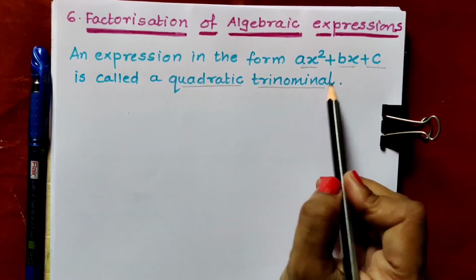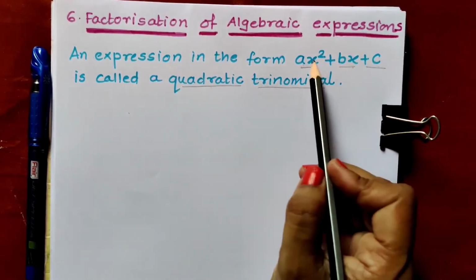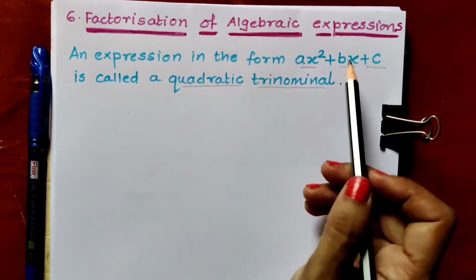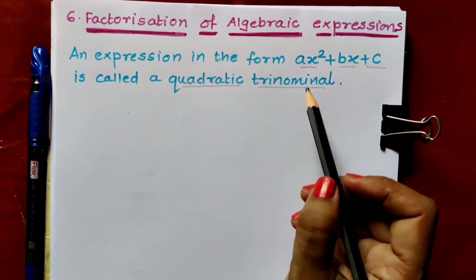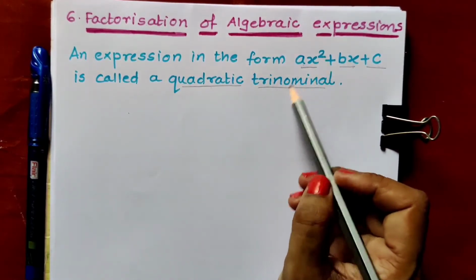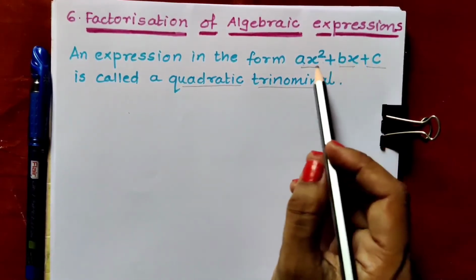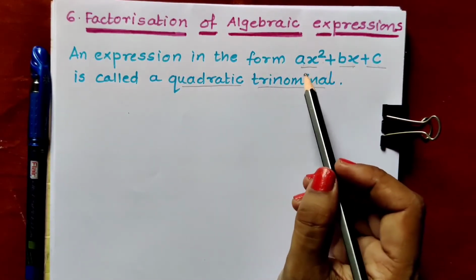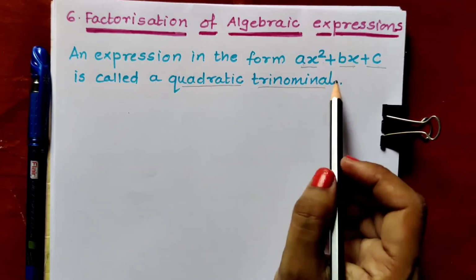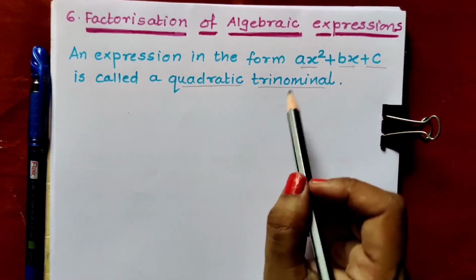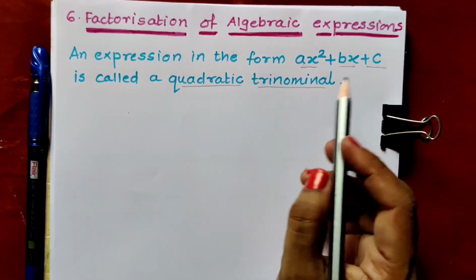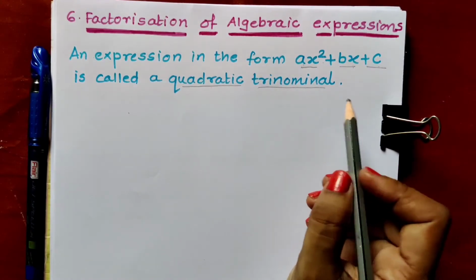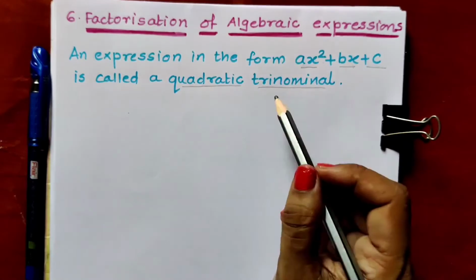Trinomial means, as we know, when there are 3 terms it is known as a trinomial, and quadratic means the first term has the square sign. So when the square is there and 3 terms are there, it is known as a quadratic trinomial. In 6.1 we will be finding the factors of quadratic trinomials. Let us first see one example and then we will solve the sums from practice set 6.1.